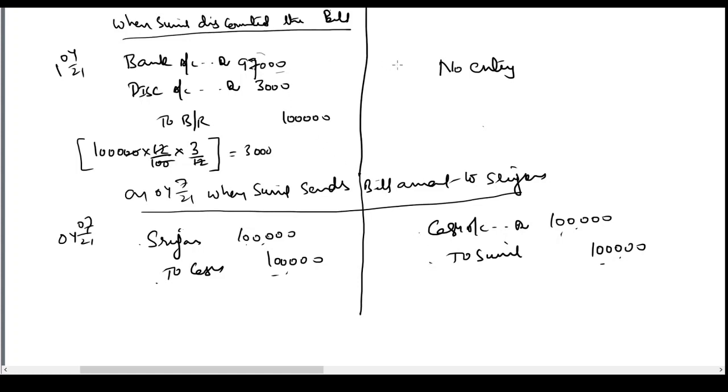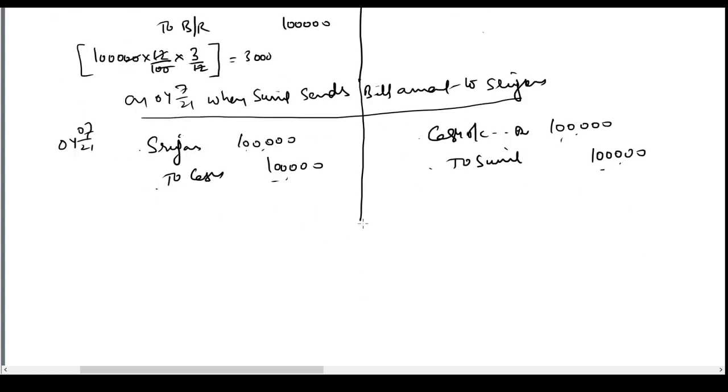If he sends 97,000 only, Srujan has to pay 1 lakh rupees on the bill. He cannot say that I'll pay only 97,000. He has to pay the full bill amount because on the bill 1 lakh rupees is written. So Srujan has to honor the bill with 1 lakh. If Sunil pays only 97,000 to him, 3,000 will be the loss to Srujan.